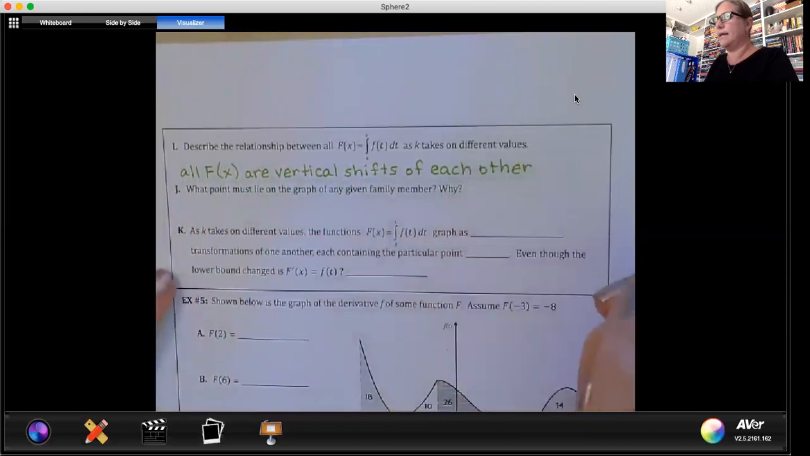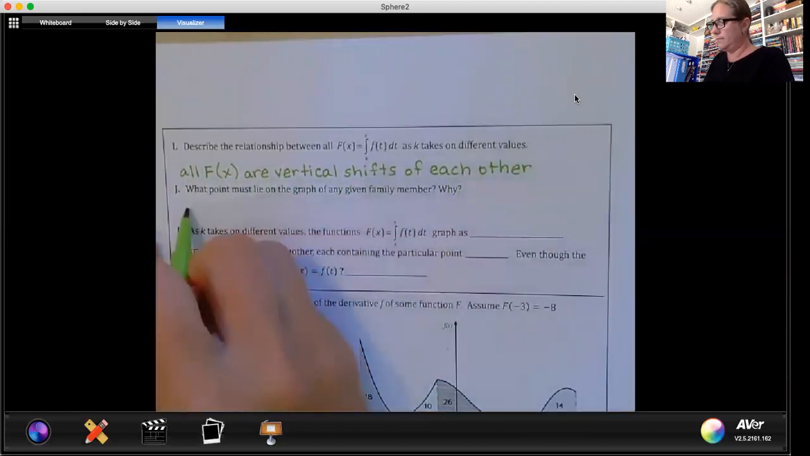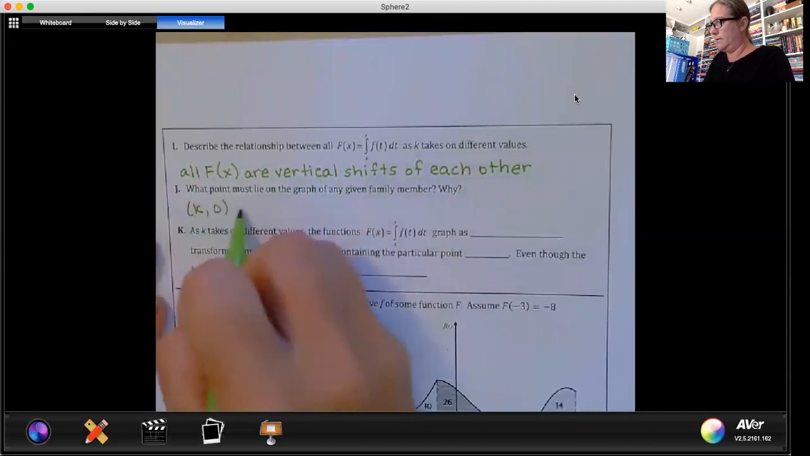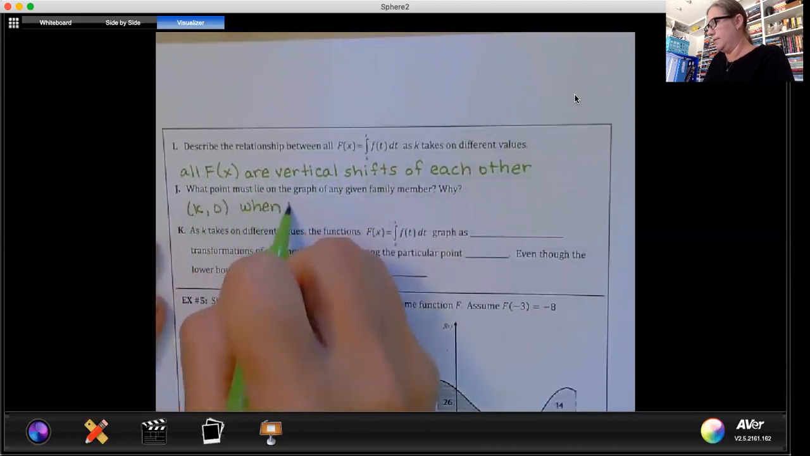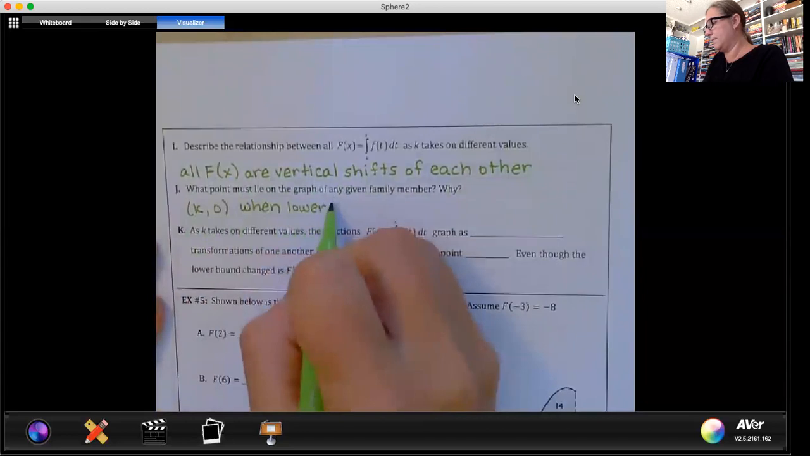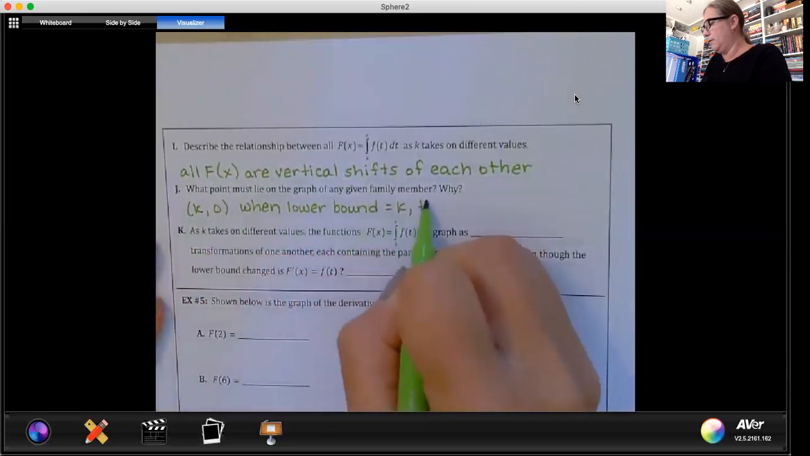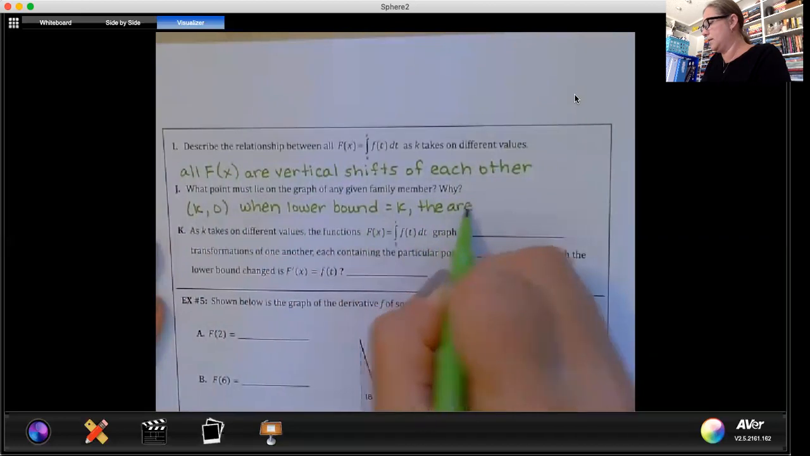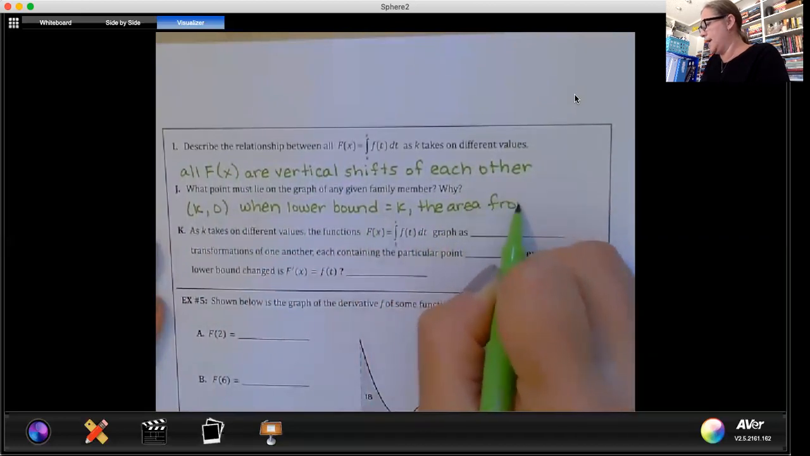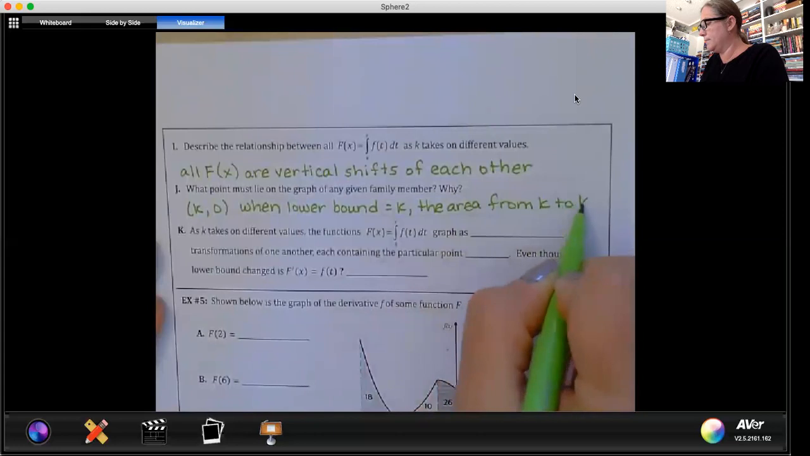And what point must lie on the graph of all of them? (k, 0), when the lower bound equals k. Remember, the area from k to k is 0.